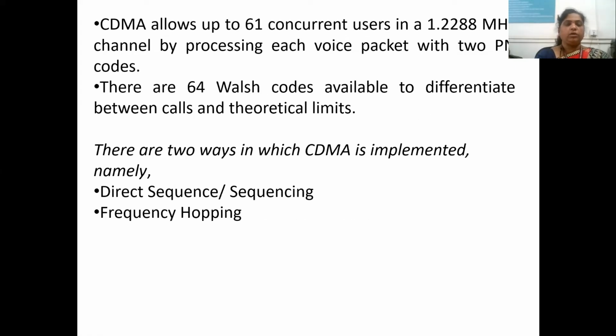CDMA, as I said, uses a generated code called a Walsh code. Different Walsh codes are generated for different users, and hence approximately 61 users can be accommodated in a carrier frequency or channel bandwidth of 1.22 megahertz, in which the data is transmitted using two different PN sequence codes.